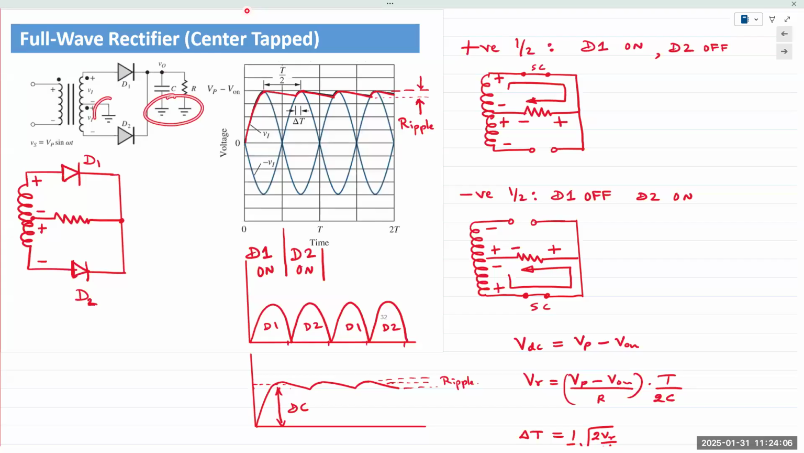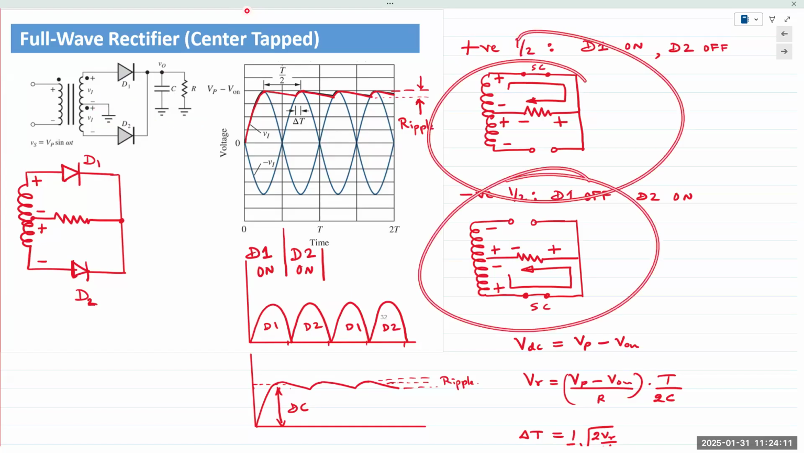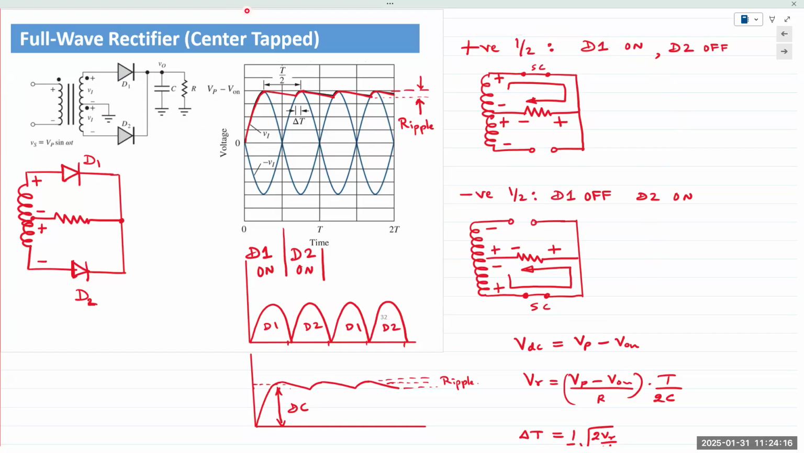The resistor is shown right here, connected to ground, so it's a straight connection, and that's what I've shown here. In the positive half cycle, diode D1 is on, D2 is off. You get the positive half cycle at the output. In the negative half cycle, the polarity reverses, so D2 is on and D1 is off. Current flows in the same direction. So in both half cycles, the load resistor sees the same direction of the current and hence the same polarity of the output voltage. So both half cycles are rectified.